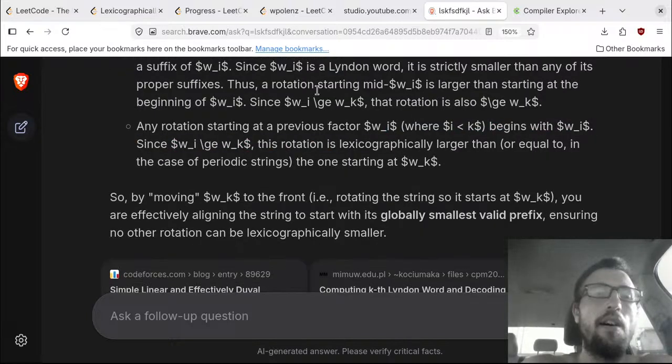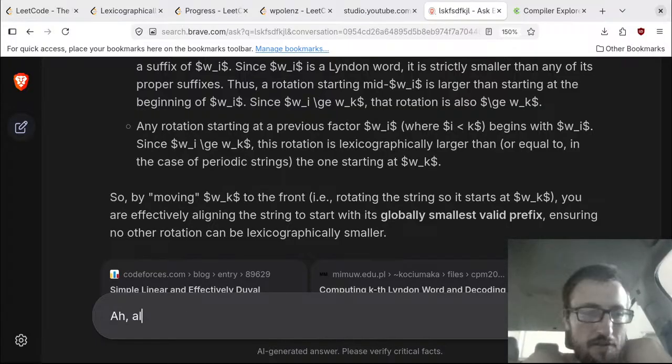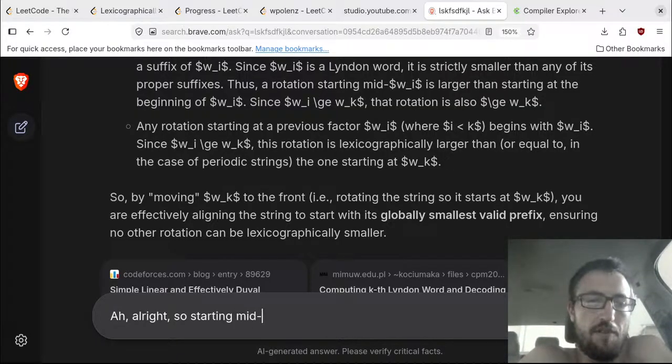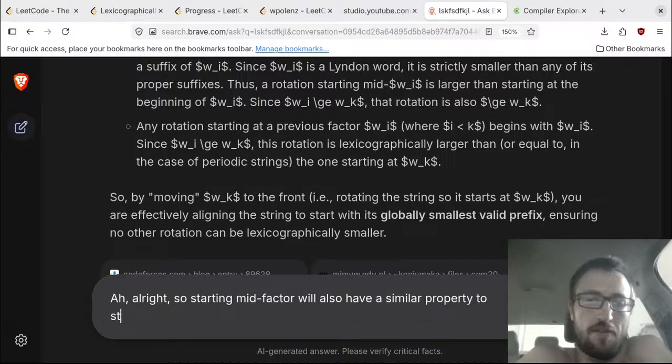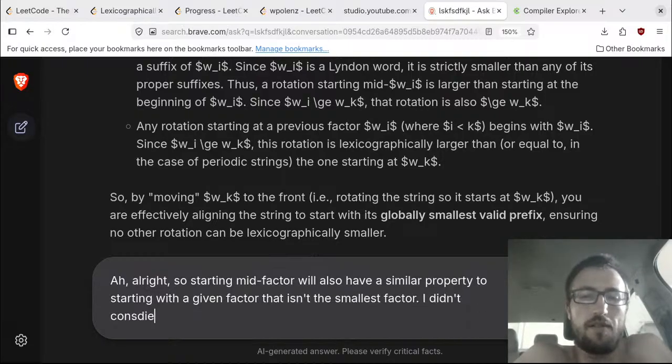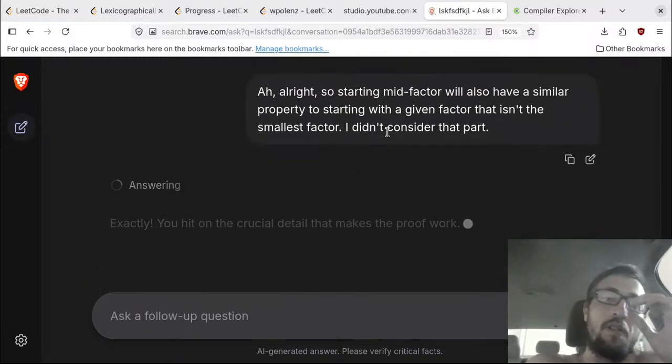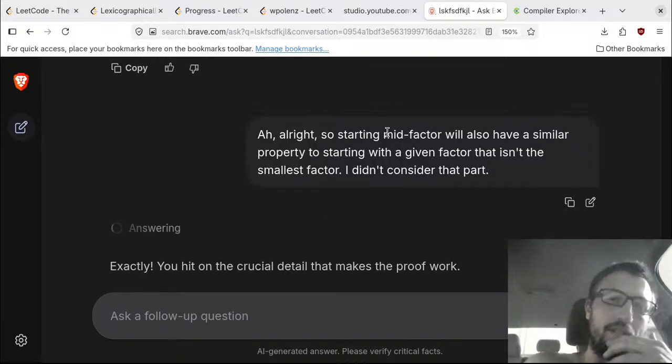Ah, okay. Starting mid factor will also have a similar property to starting with a given factor; it isn't the smallest. So there's that. Yeah, that's pretty important.